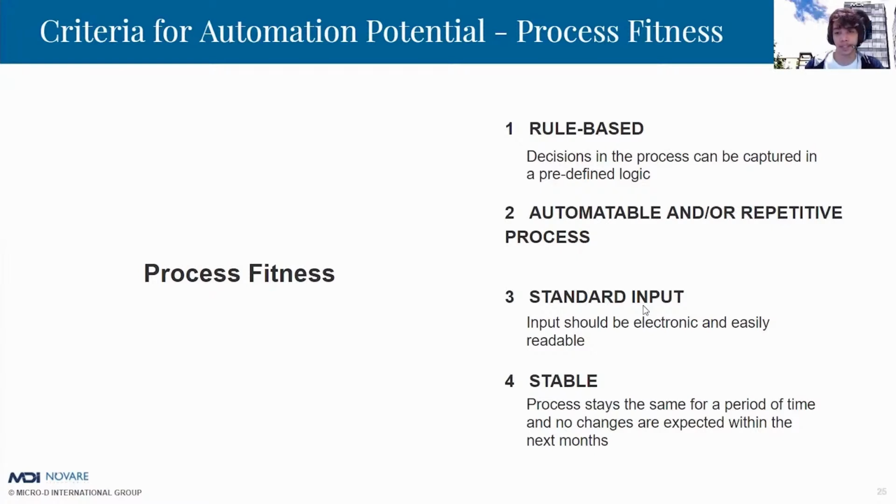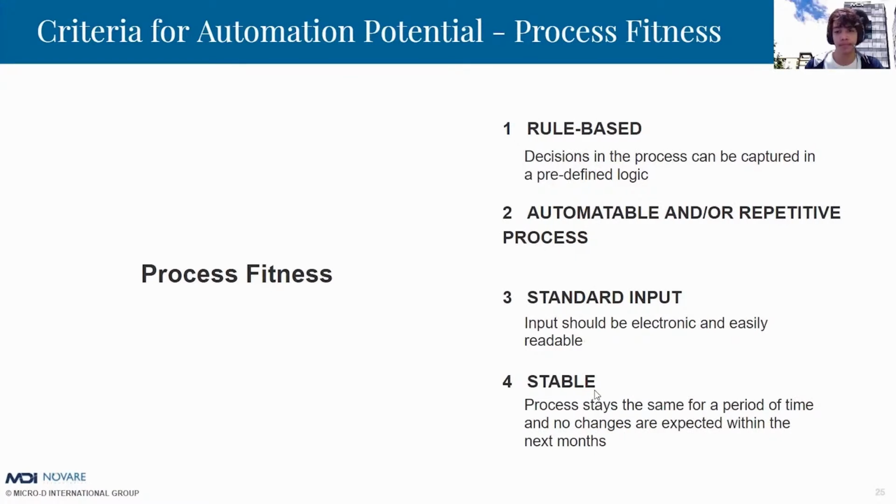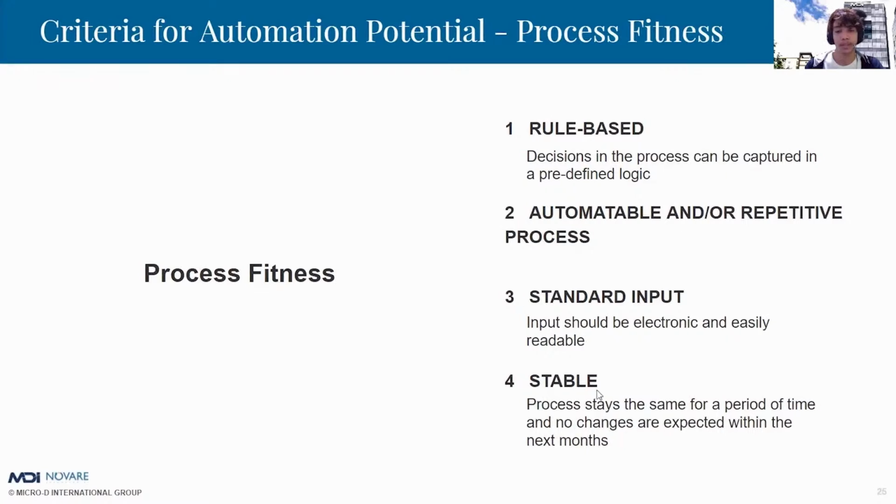And finally, we have stable. So the process must be stable, or must be the same for a certain period of time, and there are no changes expected within the next months. So if the process is stable, it is a good candidate for automation, provided that it meets the other criteria as well.